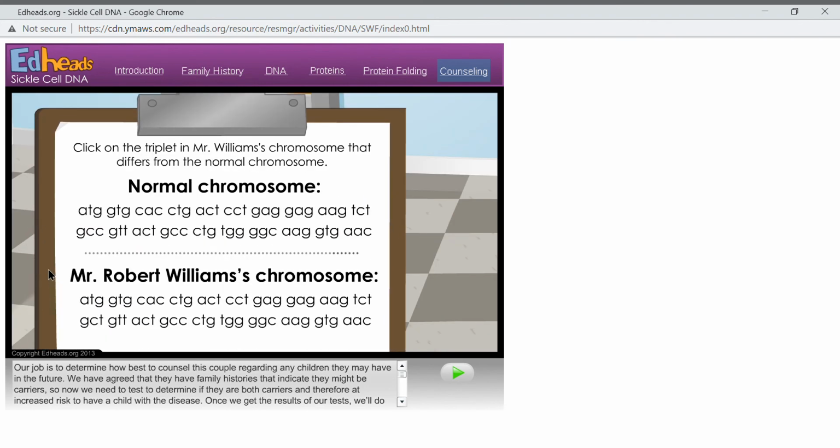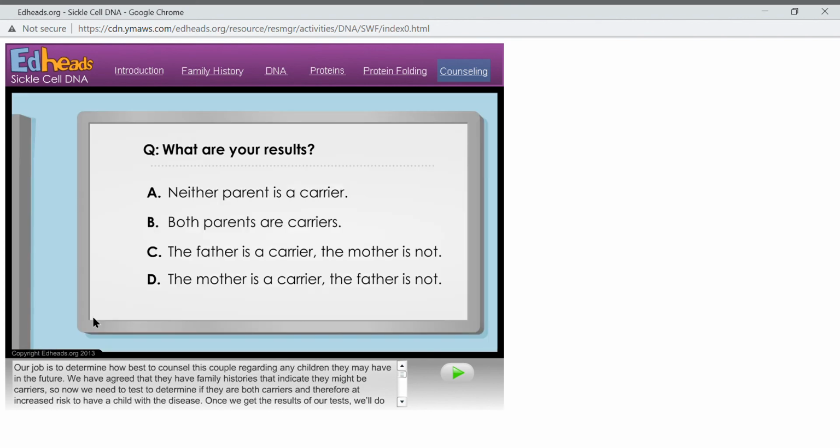Take a look at the normal sequence for this gene on chromosome 11 and compare that to the sequence Mr. Williams has. Now let's look at Mrs. Jennifer Williams' DNA to determine if she is a carrier or not. What are your results? Right.